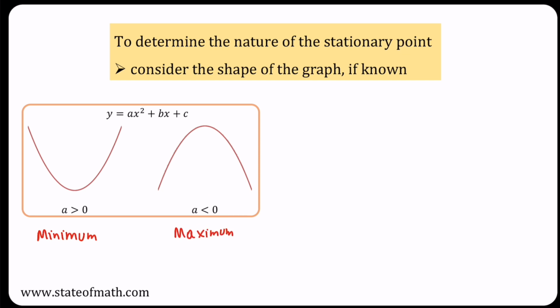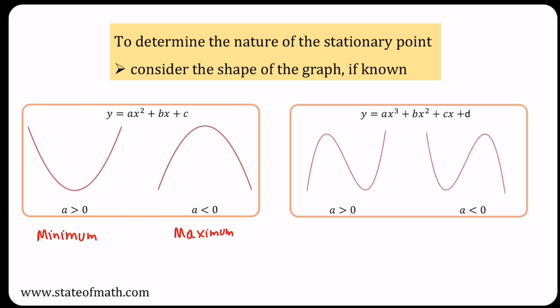A second family of curves that we should be familiar with are the cubic curves. They have the general equation of y is ax cubed plus bx squared plus cx plus d, and the coefficient of x cubed, the leading coefficient, dictates the overall shape. If a is positive, then we've got a maximum, then a minimum as we go from left to right, whereas if a is negative, it's first a minimum, then a maximum.